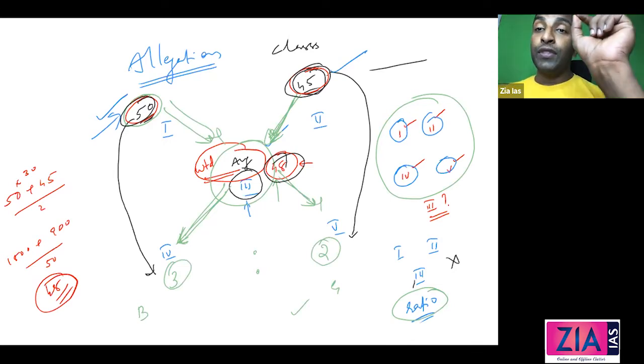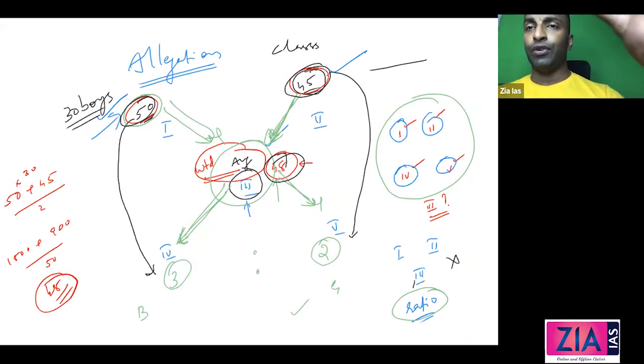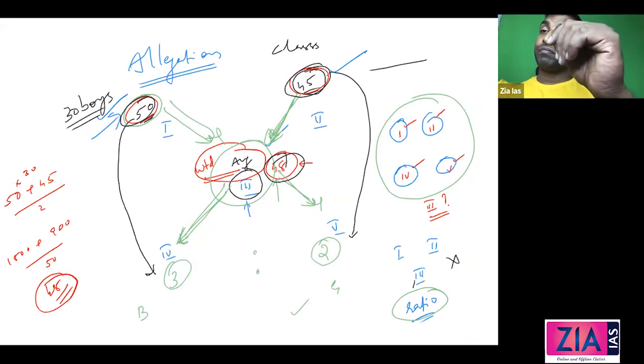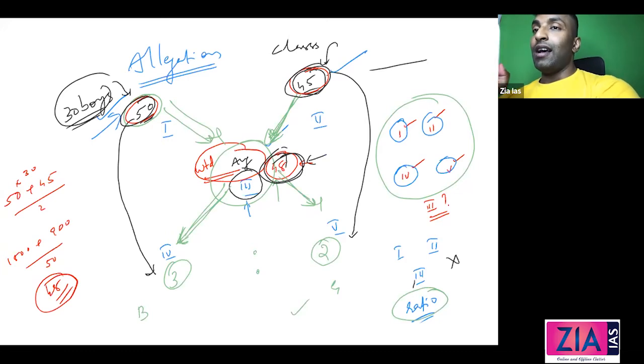But if they are telling you that 30 boys have an average weight of 50, and the girls' weight is 45 given, the number of girls we don't know, but the average weight of the class is given as 48. Now can you find out the number of girls if they're asking?